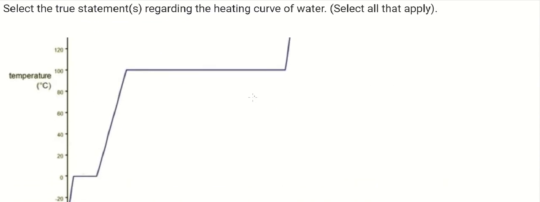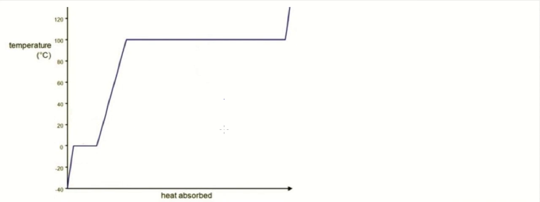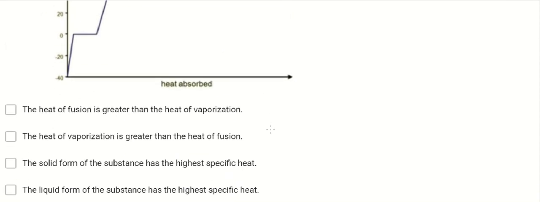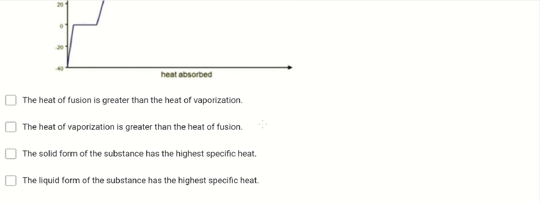Select. So we had the same heating curve in class. I gave you the same diagram. This is the heating curve of water, and I pointed out two things in class because I knew they were going to be on your test. One is, let's see, the heat of fusion is greater than the heat of vaporization. Well, that is definitely true.